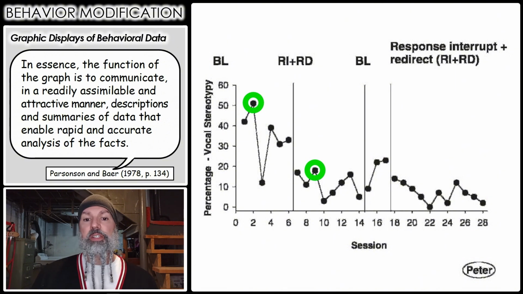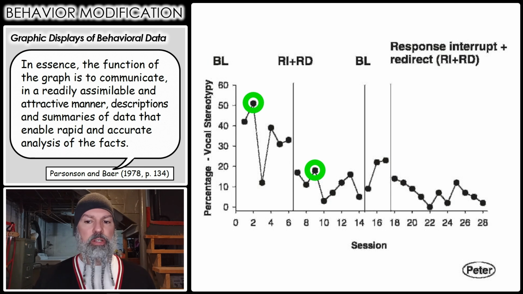First off, it tells us the measure of the target behavior. So how high, in this case, was the percentage of vocal stereotypy? How much vocal stereotypy occurred? And you can see that vocal stereotypy was much higher in that first data point in the baseline phase than it was in the second data point in that response interrupt and redirect phase. So it tells us how high the behavior was.